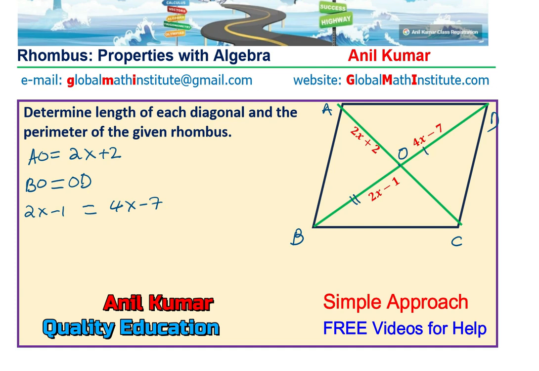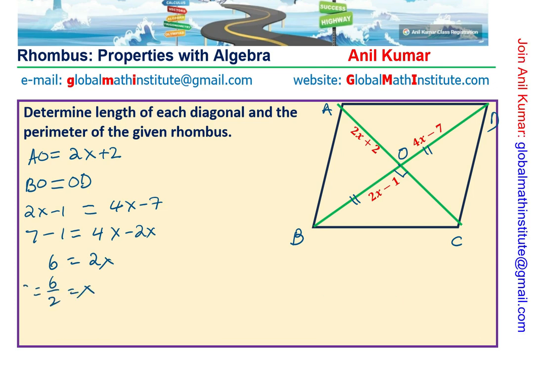Since these two sides are equal, we know they intersect at right angles and they divide one another equally. They are right bisectors. Simplifying this equation, we can actually solve for x. Bringing 7 to this side, we get 7 minus 1 equals 4x minus 2x, 6 equals 2x, or 6 by 2 is x, which is 3. So we know x is 3, right? Since x is 3, we can find the length of each diagonal. So that gives us the value of x.